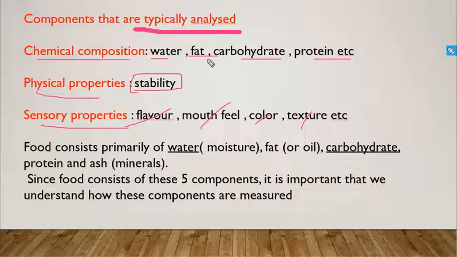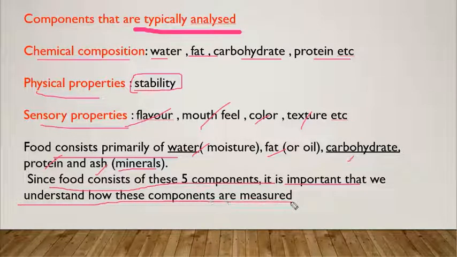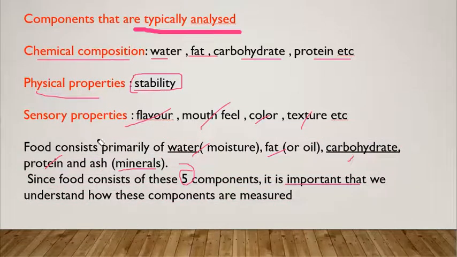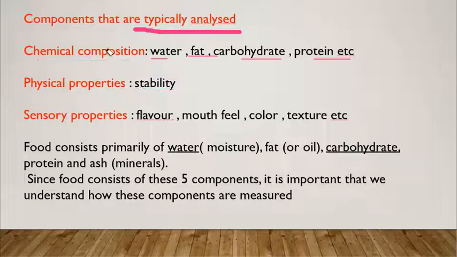Food consists primarily of water, fat, carbohydrate, protein and ash. Ash is not the burnt part of coal; it is also commonly called minerals. Since food consists of these five components, we need to understand how these components are measured, and what other allied properties are seen. We already saw the chemical, physical and sensory properties that will be tested, and among these, these five components will be mainly tested.